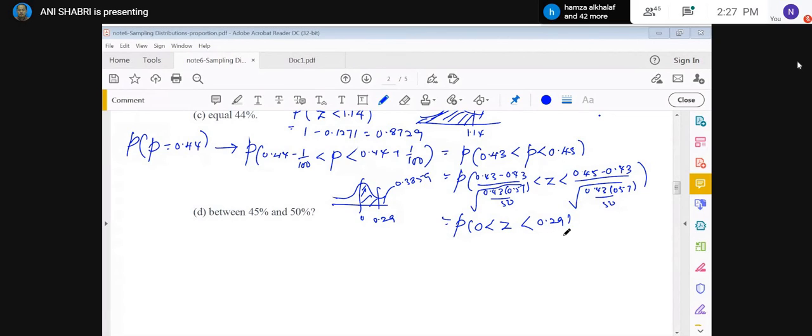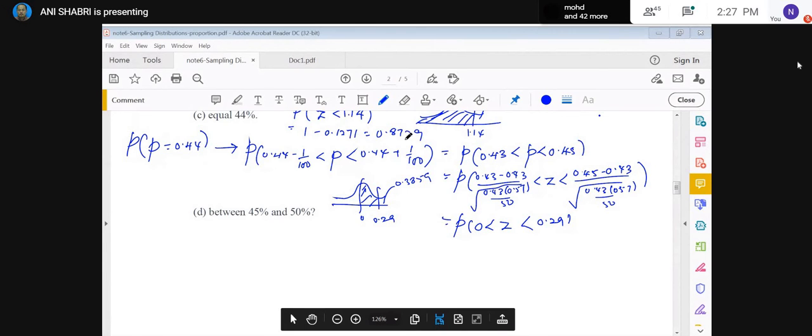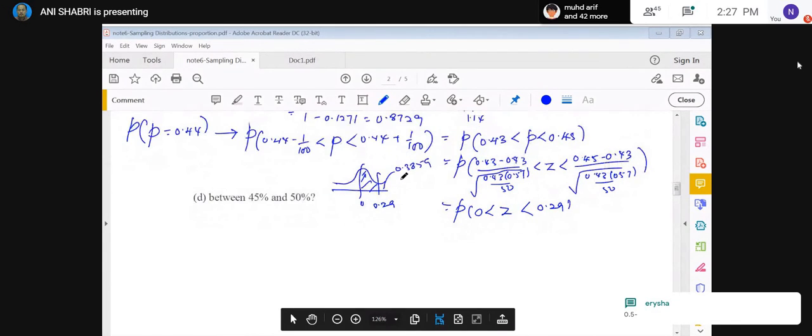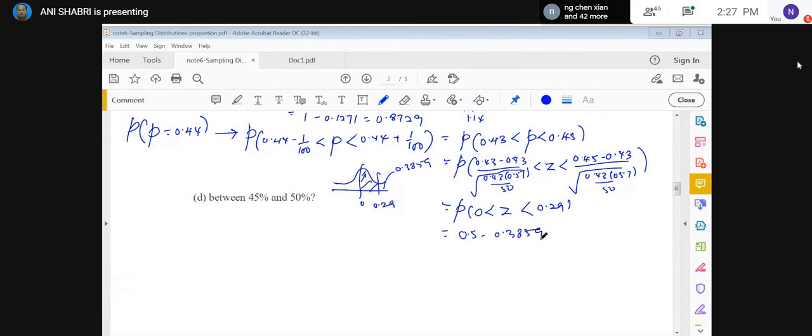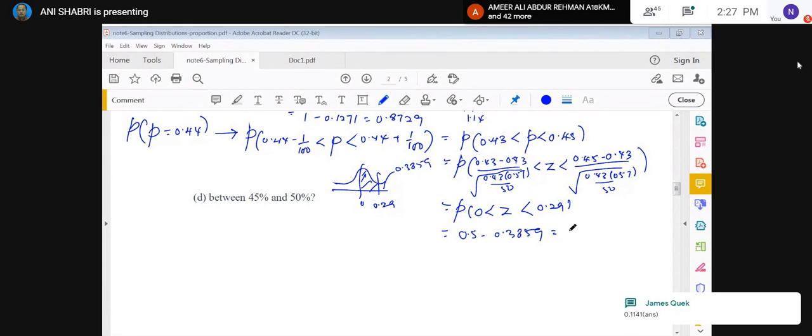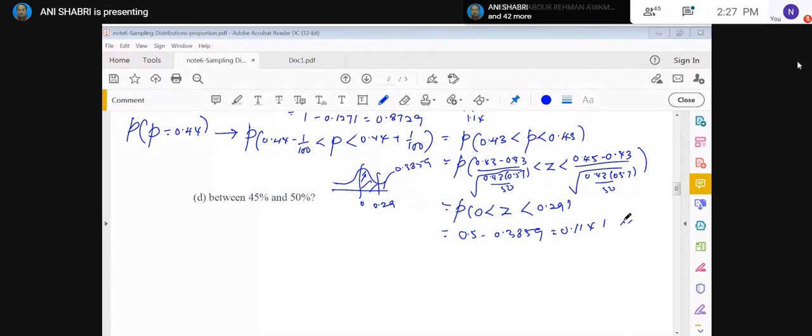It is equal. How to find for this one? What is the answer? 0.5 minus 0.3859, dapat 59. What is the answer? 0.1141. Okay, this one.